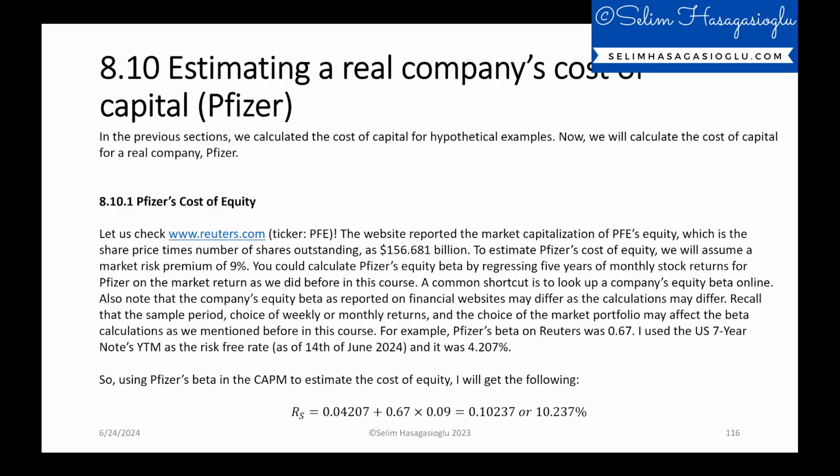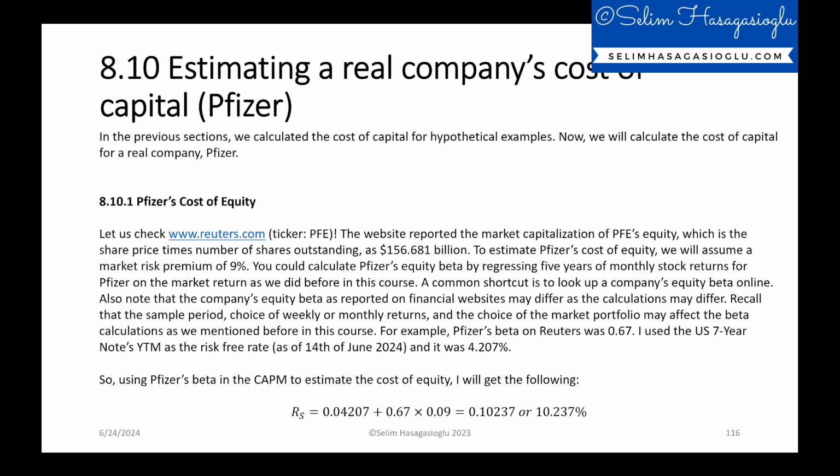Now we will calculate the cost of capital for a real company, in this case Pfizer. So starting with the cost of equity, let us check www.reuters.com, ticker symbol PFE for Pfizer. The website reported the market capitalization of Pfizer's equity, which is the share price times number of shares outstanding, as $156.681 billion. And to estimate Pfizer's cost of equity, we will assume a market risk premium of 9%.